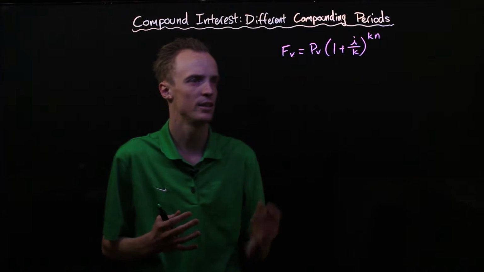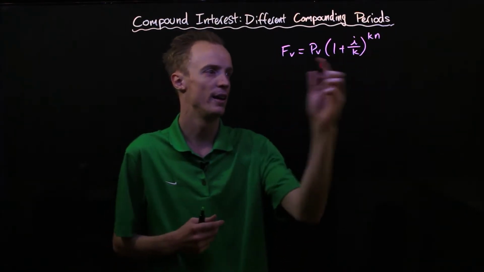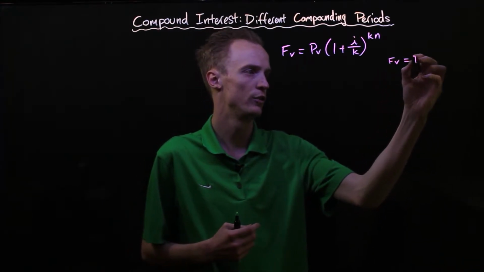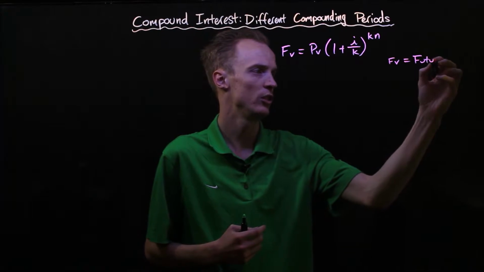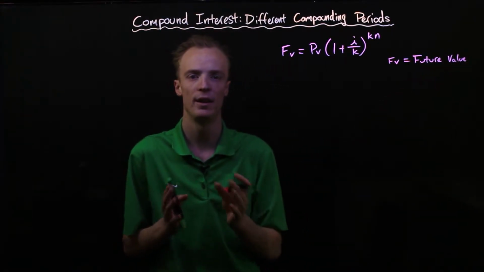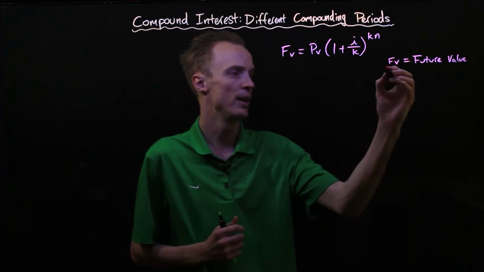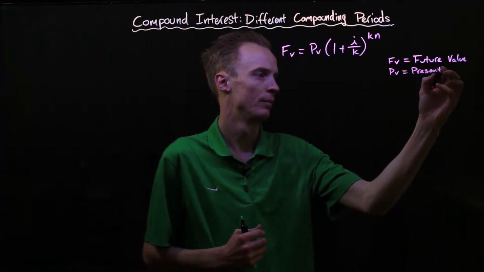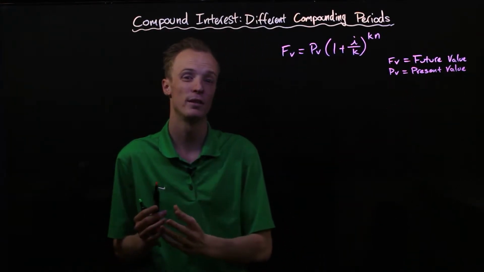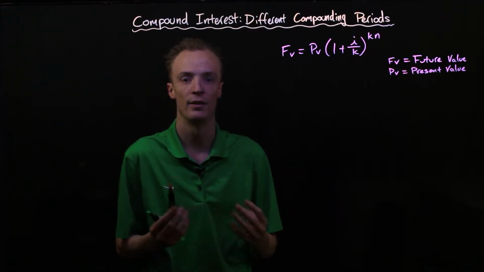Now let's start to discuss what these different values actually represent. So our FV here stands for future value, which is how much that we will have in the account at the end of the investment period. Our PV stands for present value, which is how much we're going to invest, or if it was a loan situation, how much you're going to withdraw from the account at the start.